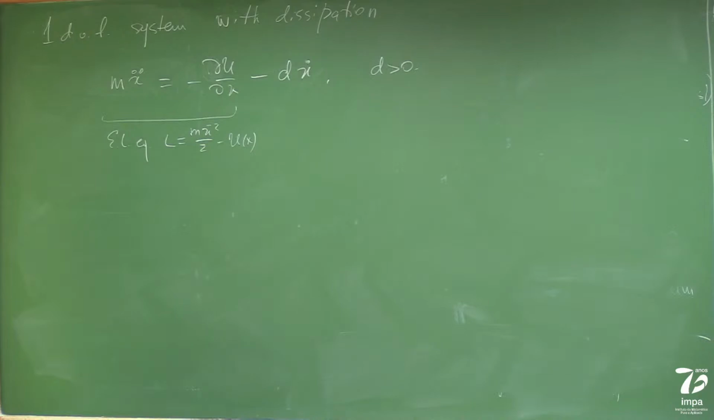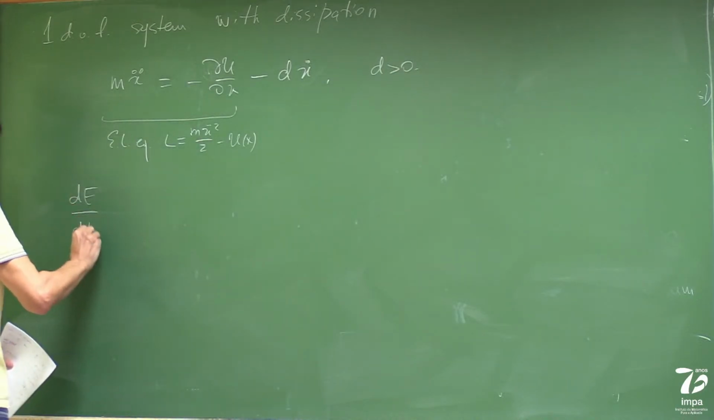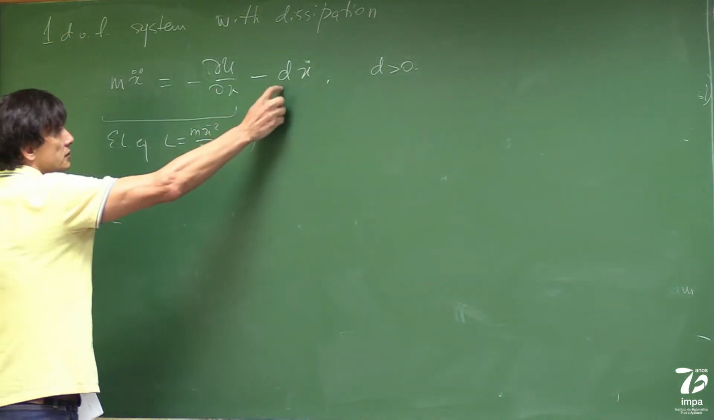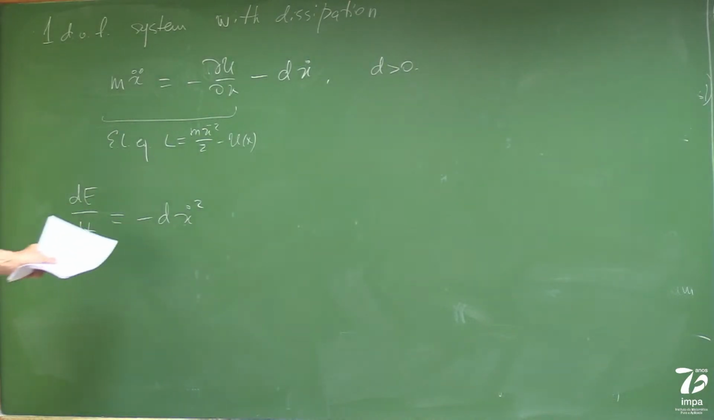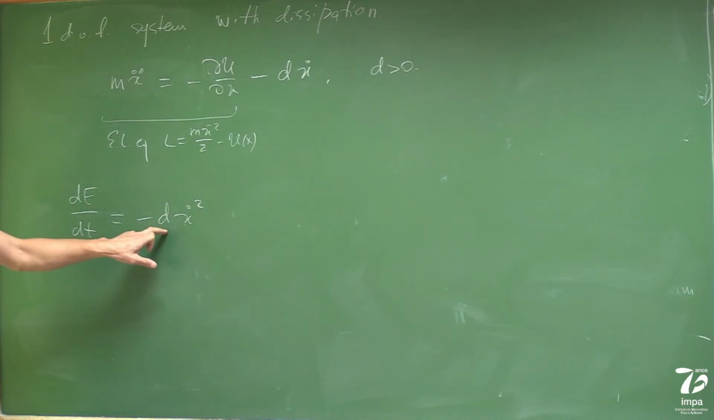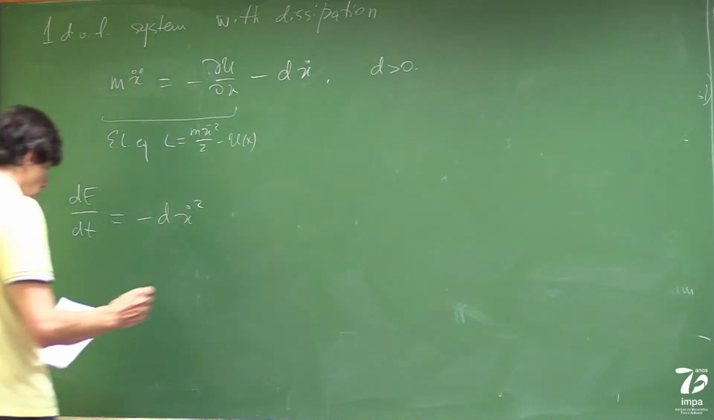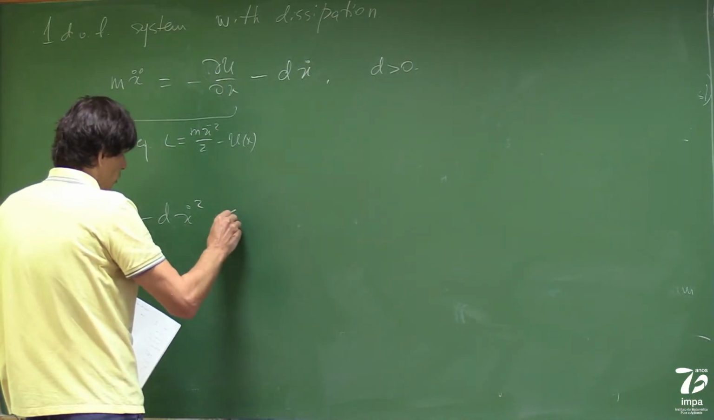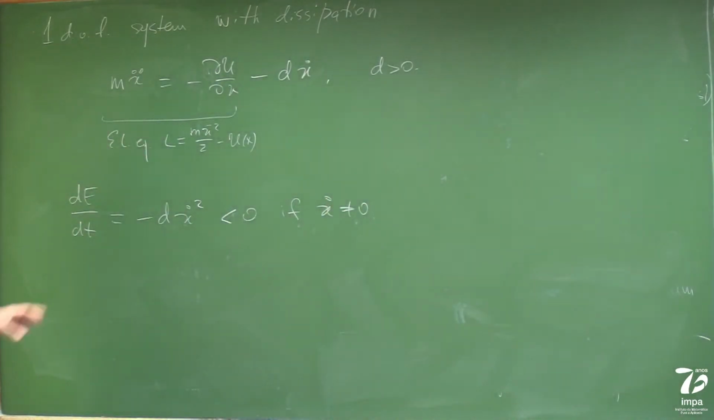Okay, so what is different in this case? First, we already computed that the derivative of energy will be minus d x dot squared. We computed this in a more general form, when d is a matrix, but in one dimension it's just this. You can compute it directly from this equation if you like. And this is always negative if x dot is not 0. So whenever there is motion, energy decreases. Energy becomes smaller and smaller.